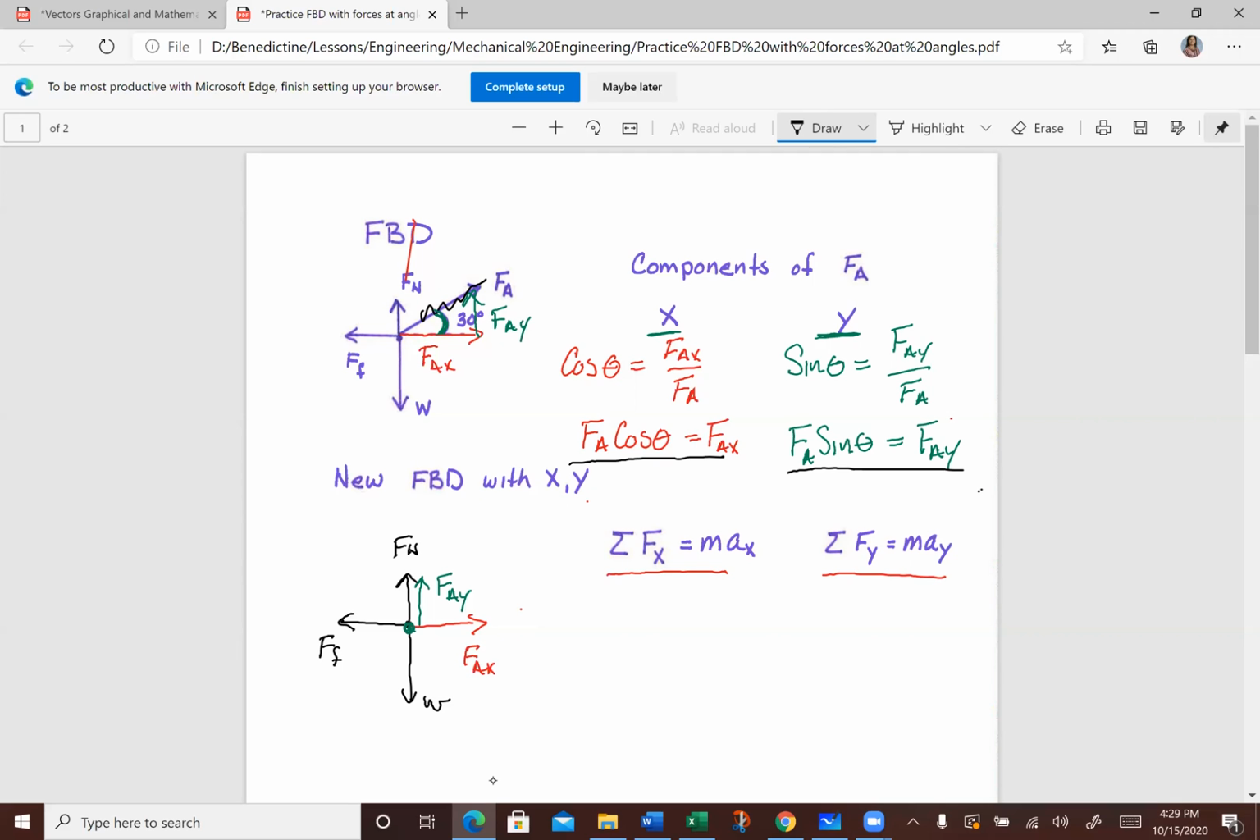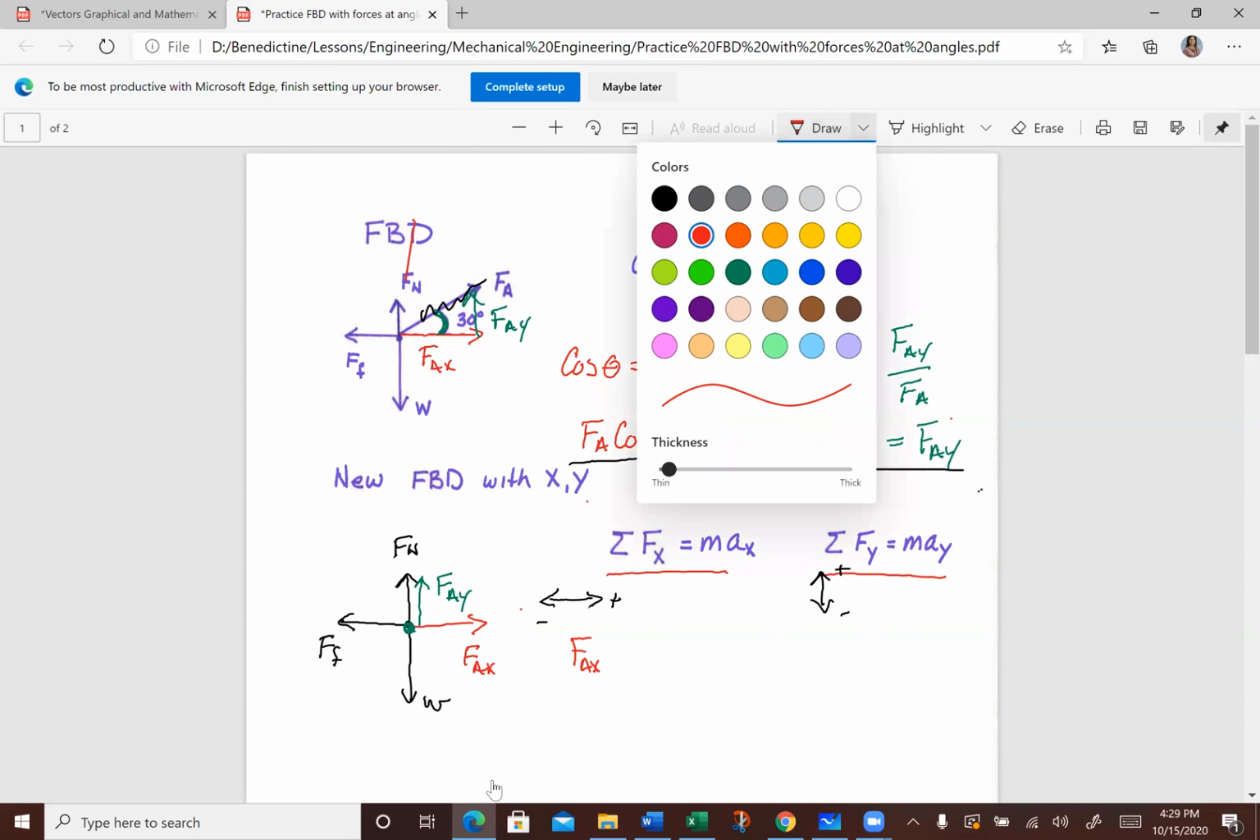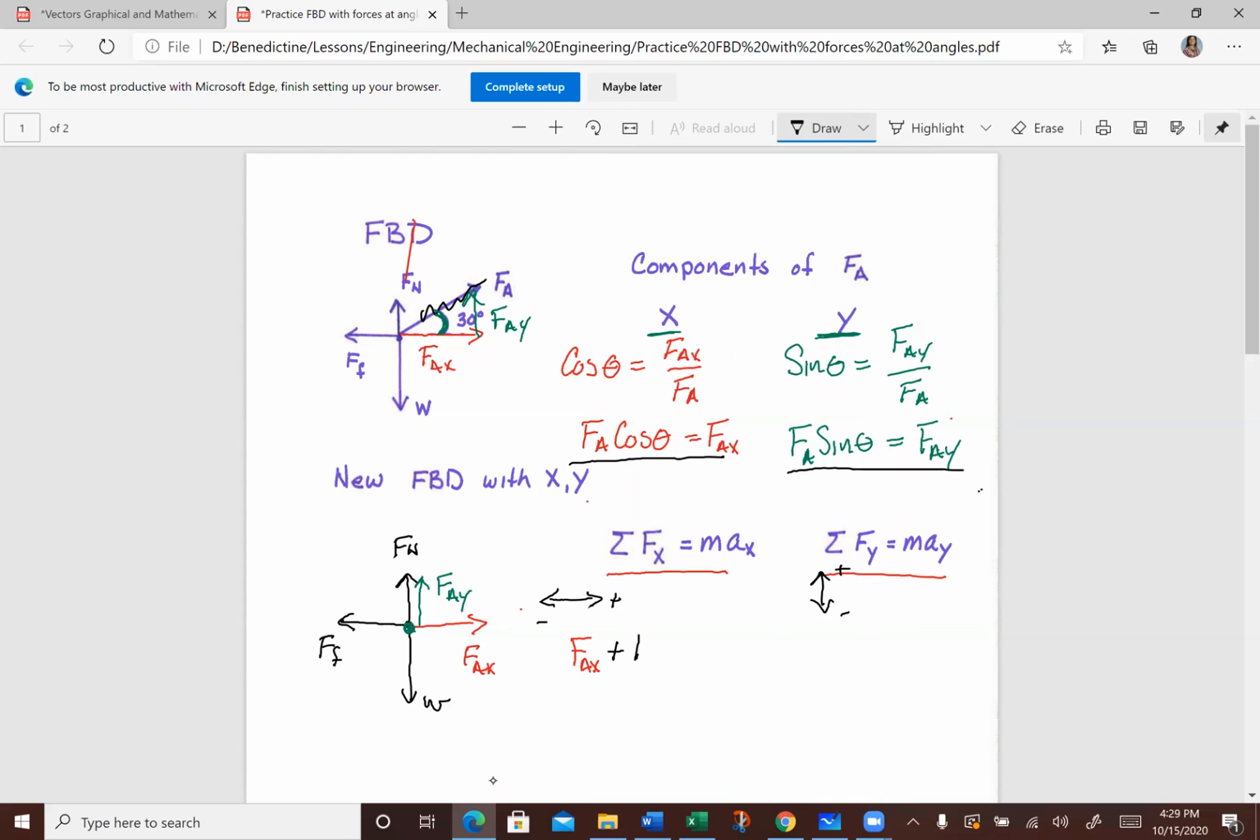Back to my summation equations. Now I can write my summation equations to say, okay, all my forces in the x, again, taking anything to the right positive, anything to the left negative, up positive, down negative. I would say I have a force applied in the x plus negative the force of friction equals MAX. So force applied in the X minus force of friction equals MAX.